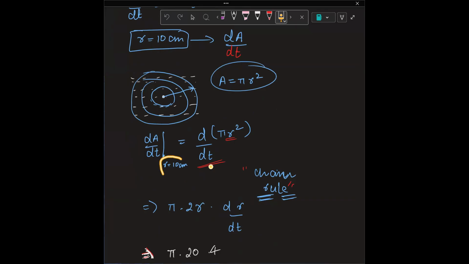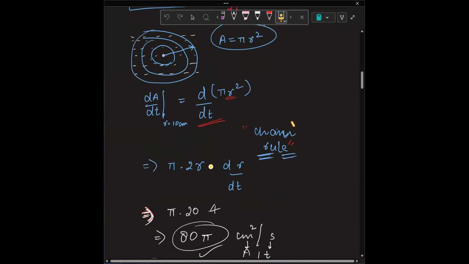If you want it at any particular instant, then you can put a slash over here and write at r equals 10 centimeter. So this is going to be d by dt of area, which is pi r square. So you will differentiate it.